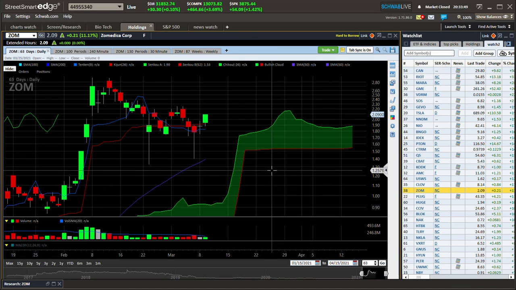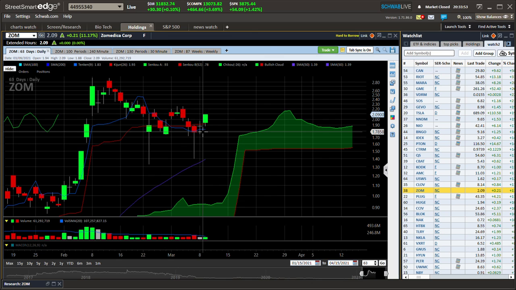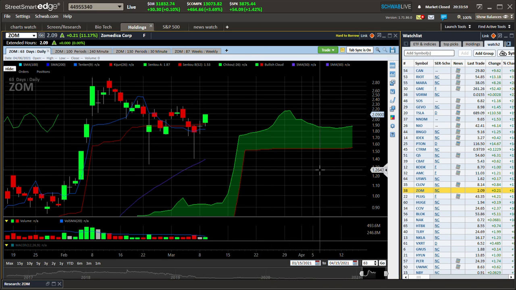So anyway, we're going to watch this trade and no stop loss. We're just going to watch how it closes on a daily basis and keep reading the technicals on our Ichimoku indicator here. All right.